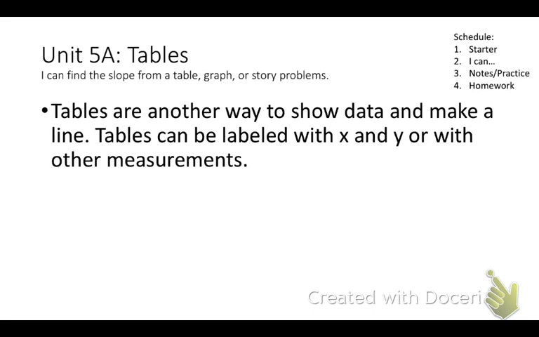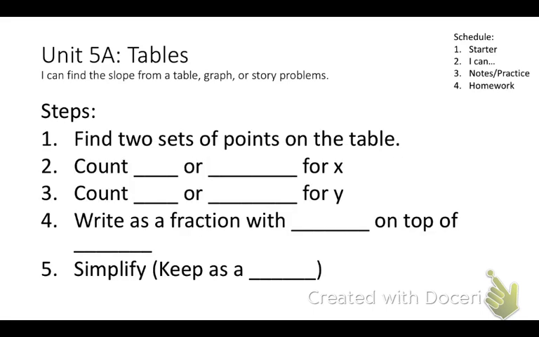So here is some more information. Tables are another way just to show data and to make it easier for us to understand the data. Sometimes the tables will be labeled with X and Y, but a lot of the time in real world problems, they're going to be labeled with other measurements, like you were dealing with in science class earlier this school year. Okay, so to find slope from tables, we just have to find 2 of the points that are on the table. So if you remember earlier, that last table had 3 points. We just have to choose 2 of those, okay?